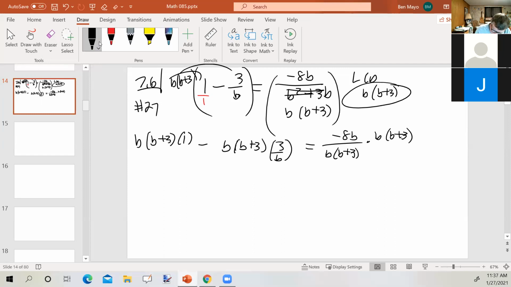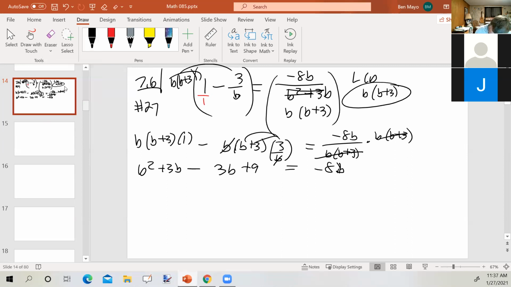So distributing, I get b squared plus 3b times 1 is still going to be that, minus, over here the b's cross out, and I have 3b plus 9 equals negative 8b, because the b's and the b plus 3's cross out. Sooner or later, this eraser will work. And there it is.